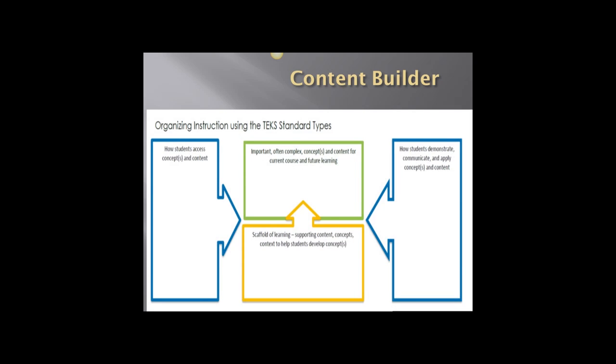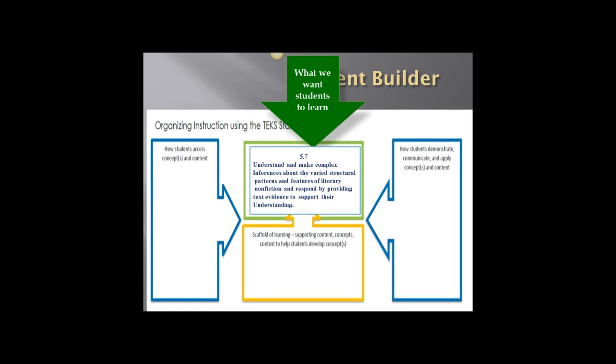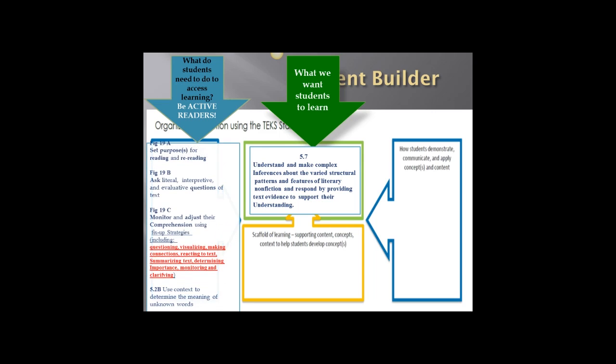Now let's review our content builder. We want to start with what we want our students to learn. So we want them to be able to understand and make complex inferences about the varied structural patterns and features of literary nonfiction and respond by providing text to support their understanding. So how will students be able to access this learning? They're going to access this learning if they're active readers. So we'll put Figure 19A, B, C, and our use context to determine the meaning of unknown words, because if they can't understand the words that they're reading, it's highly unlikely that they're going to understand the text.